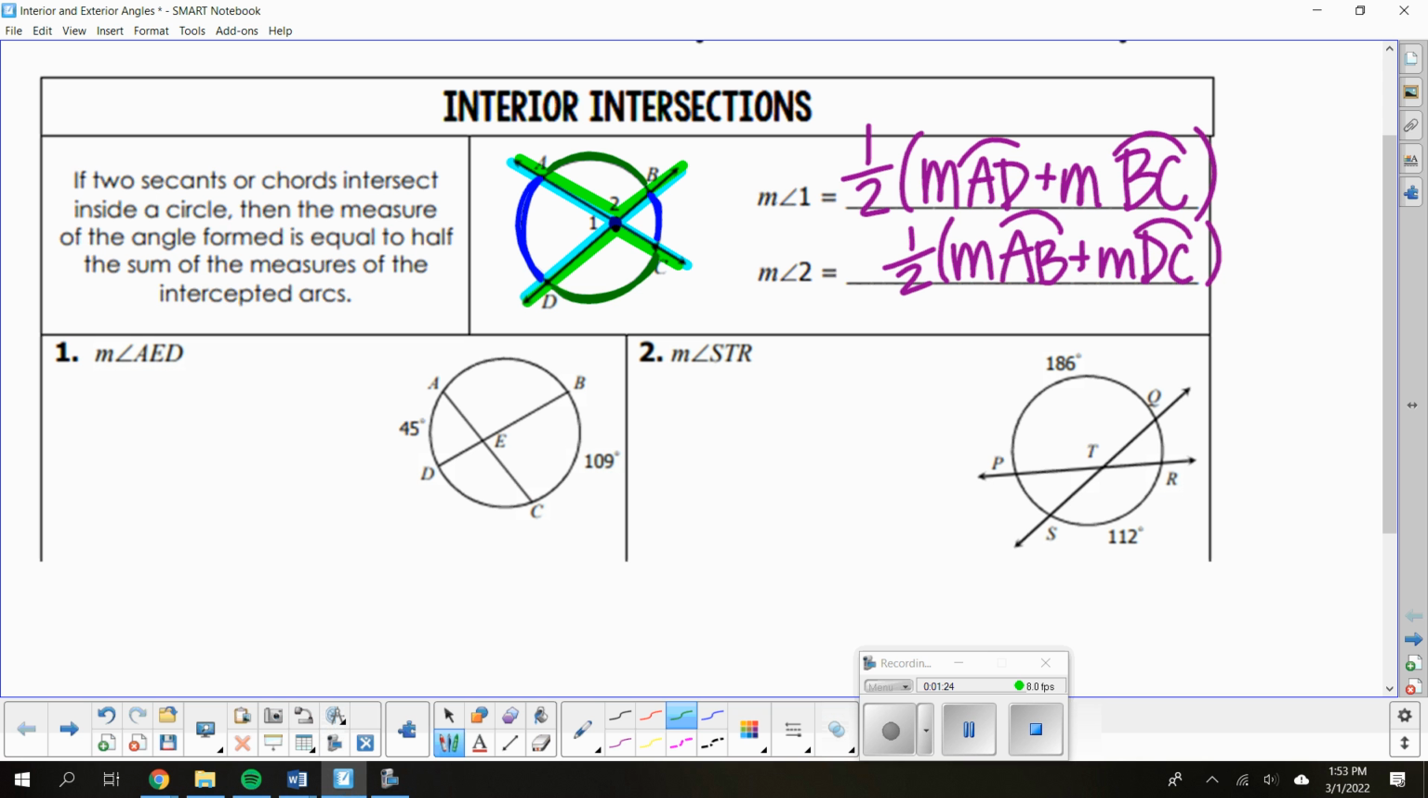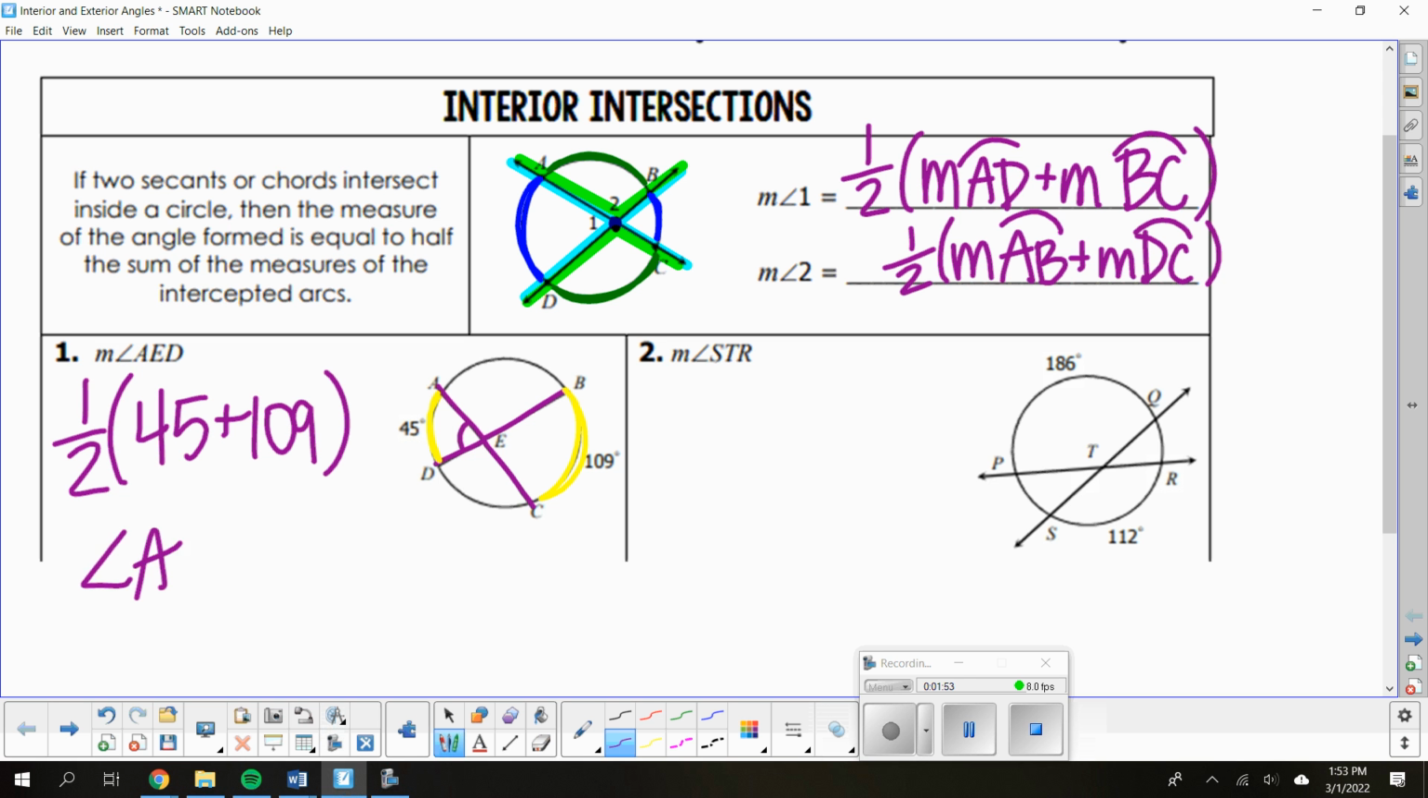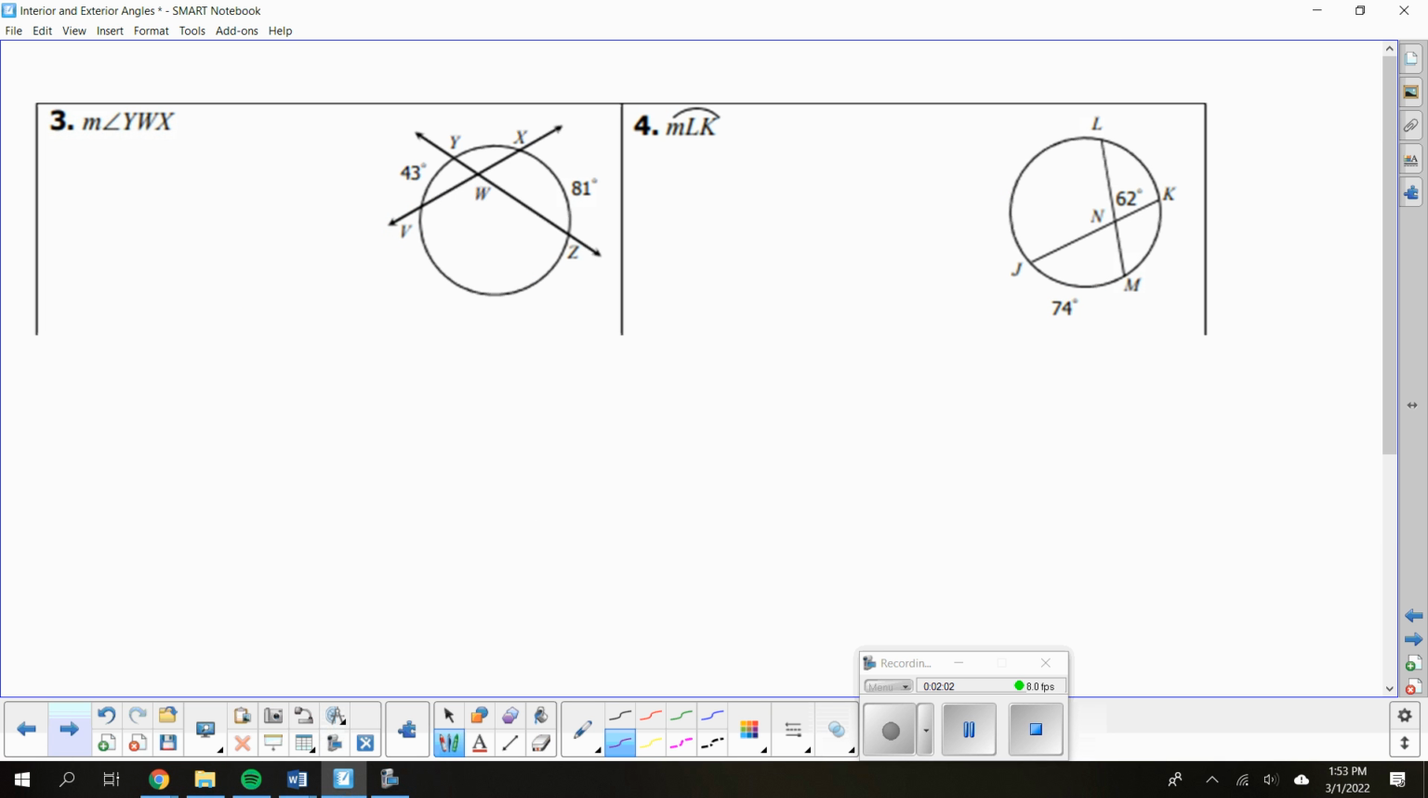If we're looking at number 1, we want to find the measure of angle AED. If I connect my endpoints, that would be arc AD. But again, there's that vertical angle, so I'm over here at BEC as well. If I connect my endpoints, that's arc BC. So I'm just finding angle AED, which is equal to half the measure of both of those intersected arcs added together. That should give us 77 degrees.